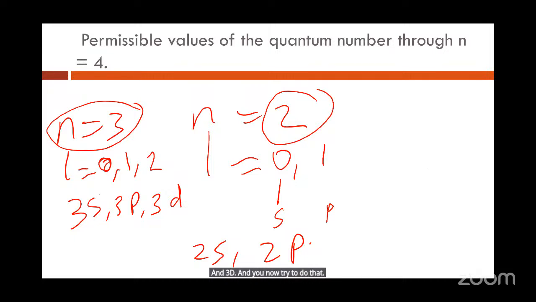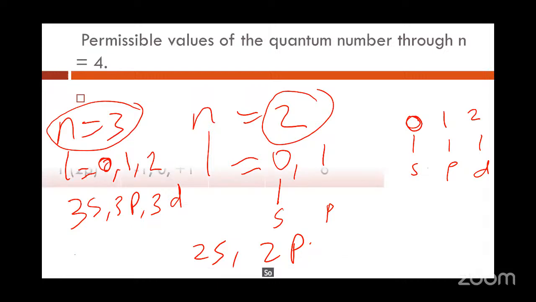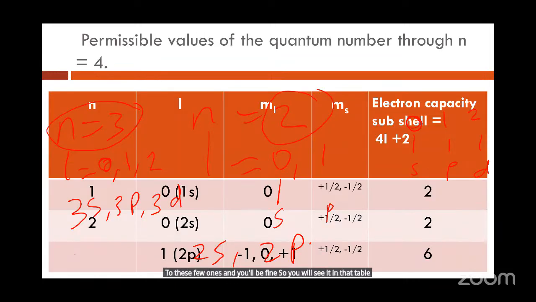And remember, when L is 0, the shape is s. When it's 1, the shape is p. When it's 2, the shape is d, and so on and so forth. But you don't have to bother yourself. Just restrict yourself to these few ones and you'll be fine. So you will see it in that table and you can use that, and you can calculate the ms and other values as well.